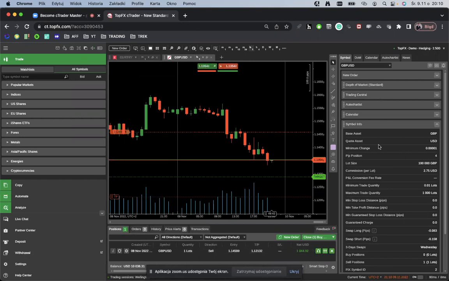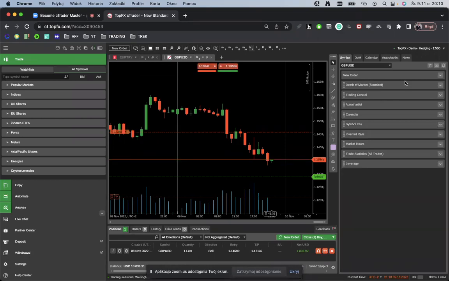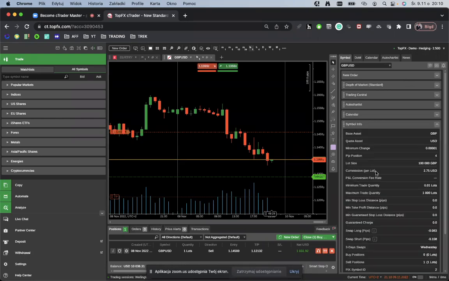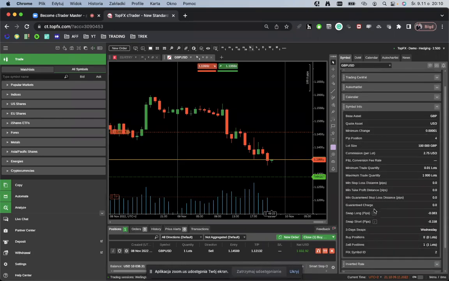And of course, on the right-hand side, there is everything else you need to know about the other features of the cTrader. You got, of course, the symbol. Under the symbol, you got depth of market, trading center, auto charts. We're going to talk about it later on. Calendar, symbol info. So everything, as you can see, is related to the symbol, in our example the British pound to American dollar.